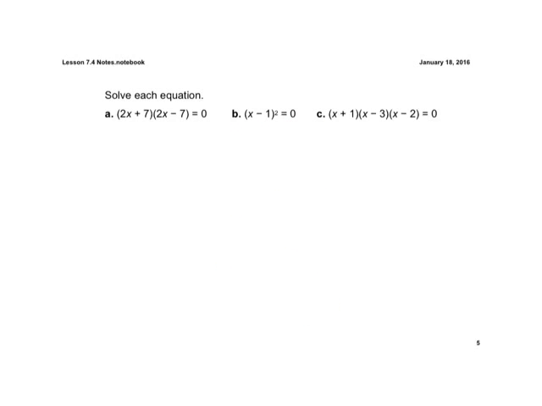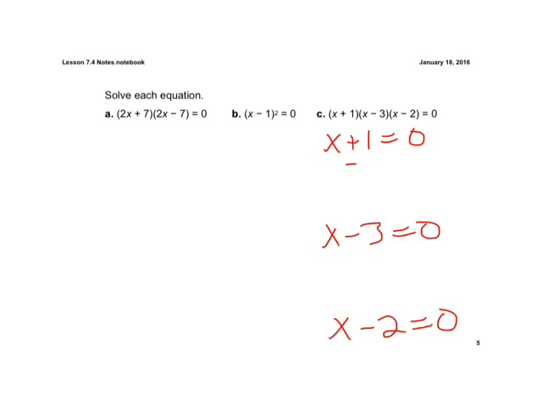Let's go ahead and work C. We have 3 terms here. 3 separate terms, trinomial. We're going to set them all equal to 0. So we have x plus 1 equals 0. We have x minus 3 equals 0. And we have x minus 2 equals 0. So go ahead and solve for x.